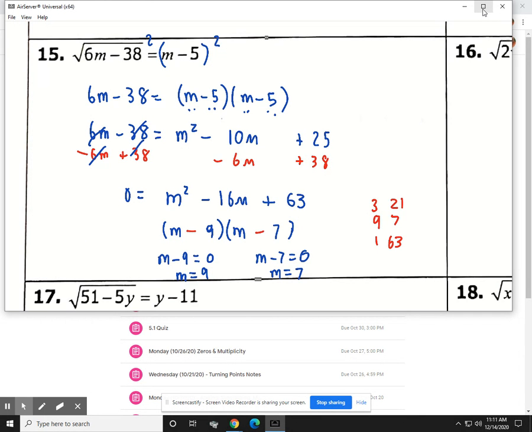Try 7. 6 times 7 is 42. 42 minus 38 is 4. Square root of 4 is 2. Go to the other side. What's 7 minus 5? 2. Does 2 equal 2? Both solutions. Okay, nothing extraneous.